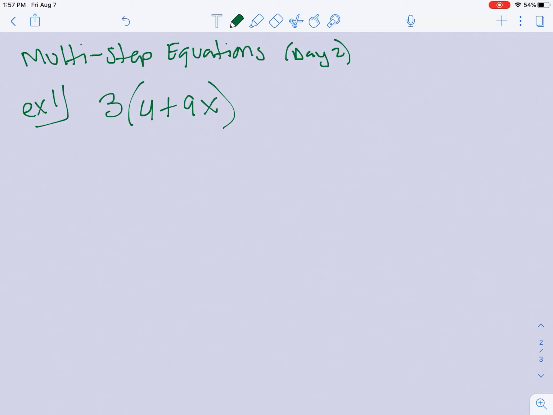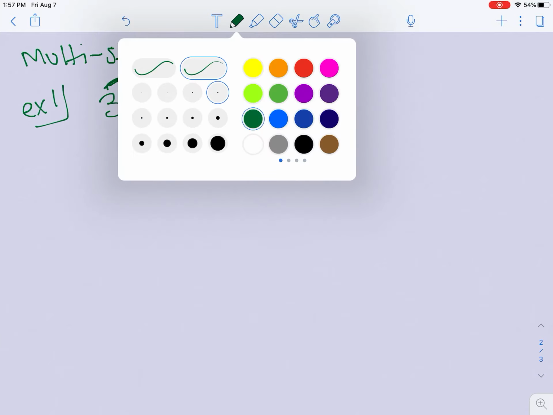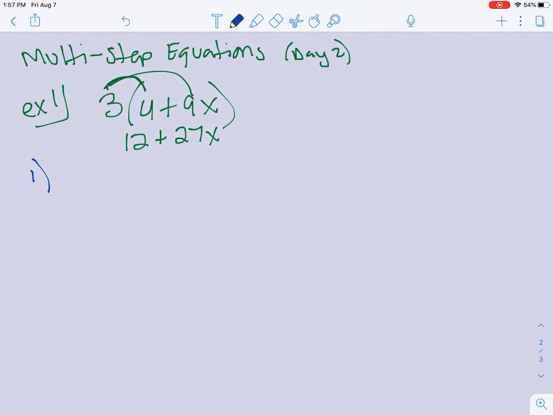All right, now that we remember the distributive property, if you did not get that one right, let's try it. So remember, with numbers out in front of parentheses, we're going to distribute or do our loop-de-loops. So 3 times 4 is 12, and then 3 times 9x would be plus 27x. So now we're going to put that into our multi-step equations. So the first one that we're going to do together is going to look like this.